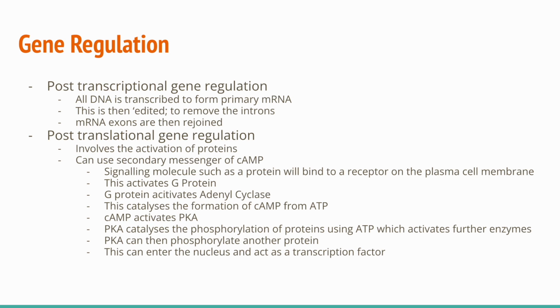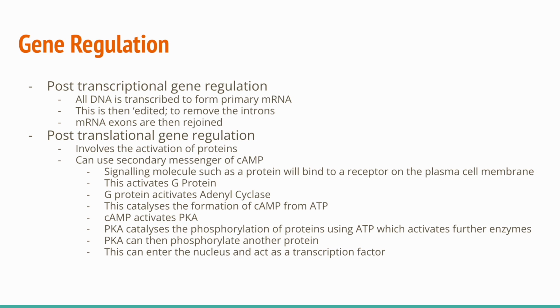This process will typically use the enzyme endonuclease. In post-translational gene regulation, activation of proteins is primarily through phosphorylation. So what typically happens is a signaling molecule, such as a protein, binds to a receptor on the plasma cell membrane, which is associated with what's called a G protein.